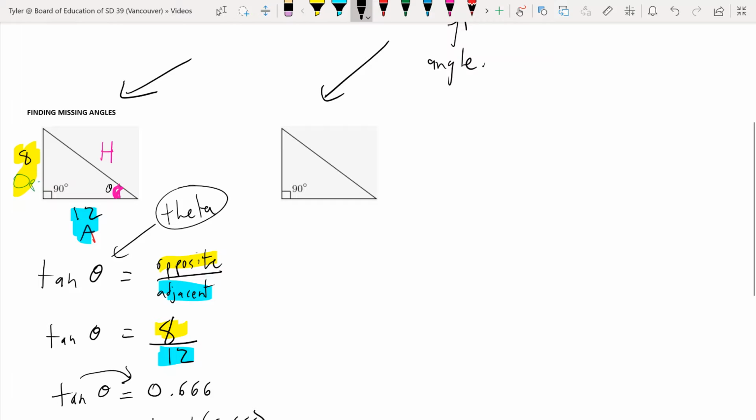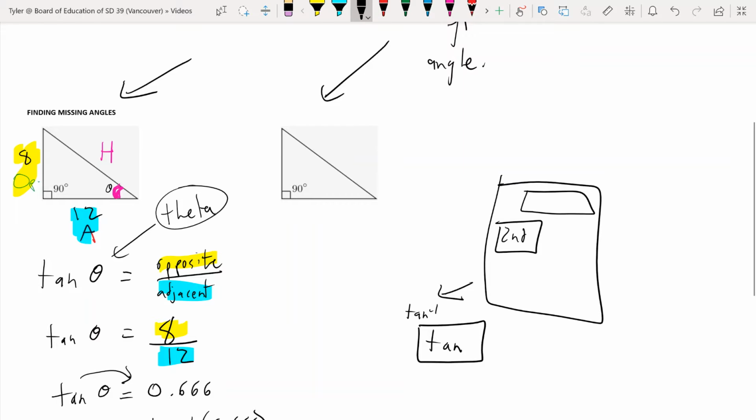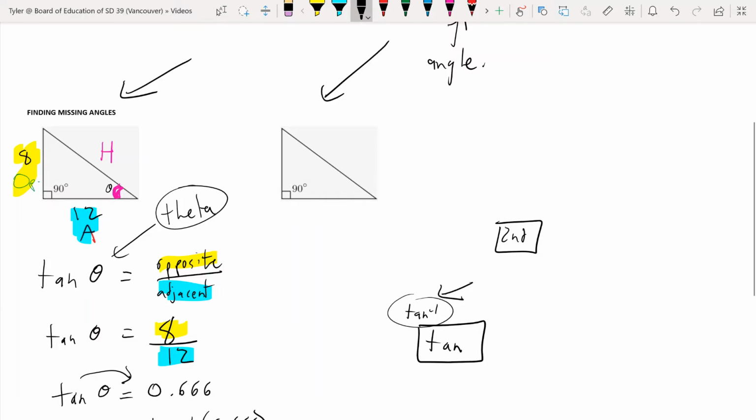On your calculator, you probably have a button that says tan, and above it, usually in an orange font or something like that, it'll say tan inverse. What you have to do to make that button work is press the button that says second function, usually at the top left of your calculator. So you press this button and then press tan, and it'll make the second function work.